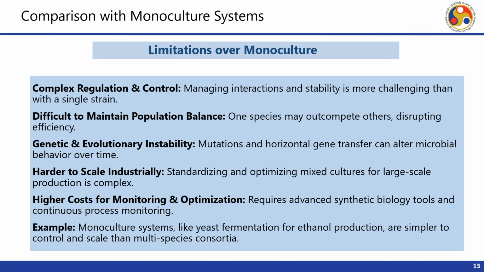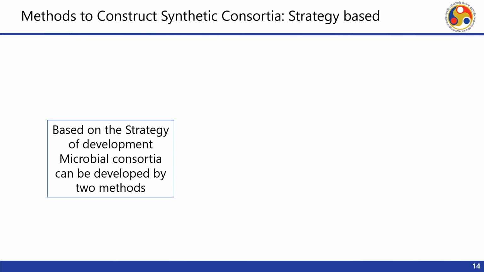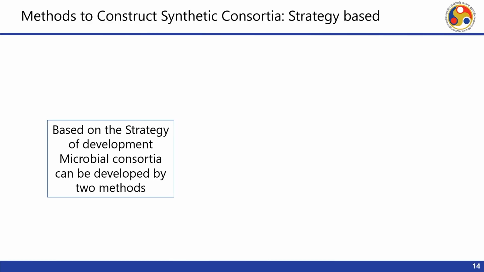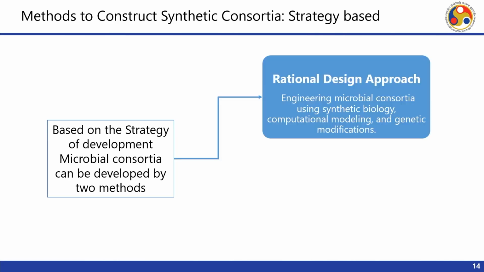For instance, monoculture systems like yeast fermentation for ethanol production are simpler to control and scale than multi-species consortia. What are the various methods at our disposal to construct synthetic consortia? Number one is the strategy-based approach. Based on the strategy of development, microbial consortia can be developed by two methods. The first method is the rational design approach.